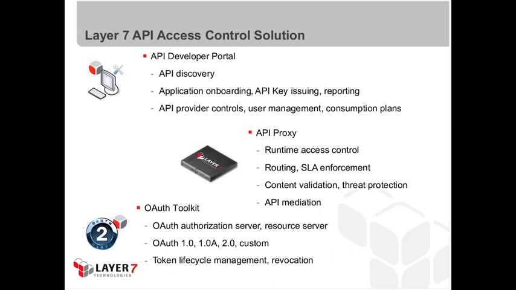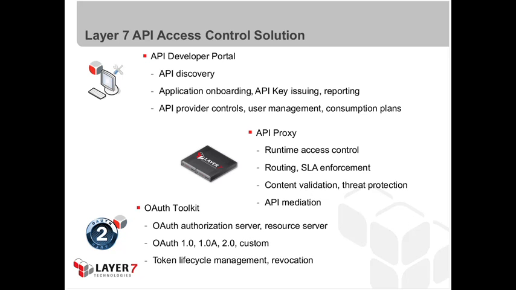So Layer 7 provides a rich API management infrastructure. In terms of API access control, we have our own developer portal. This is a portal that is very customizable and has a full CMS. It allows developers to discover APIs and test API calls. We have something called the API Explorer as part of it. It allows you to register applications and onboard, get API keys and things like that. And then we have the API proxy, which is the runtime gateway that takes care of controlling access, doing all the routing and the mediation. It also does transformation and things like that.